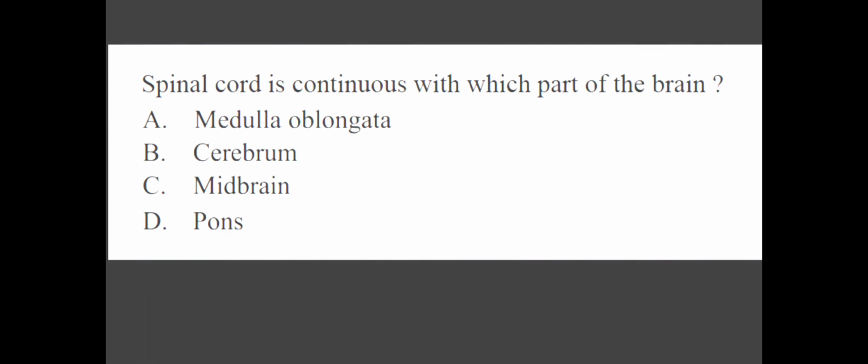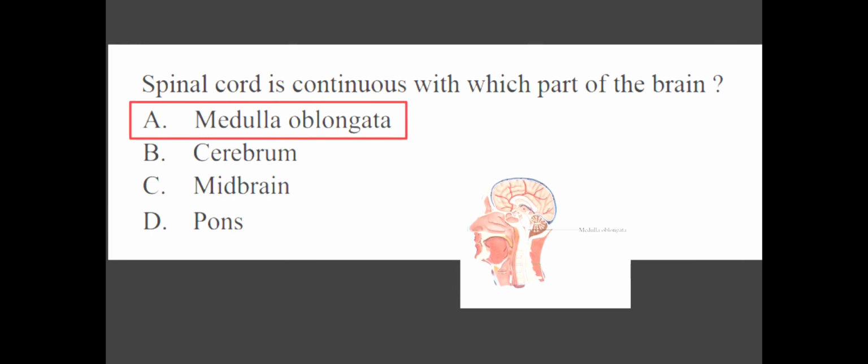Spinal cord is continuous with which part of the brain? A. Medulla oblongata, B. Cerebrum, C. Midbrain, D. Pons. And the correct answer is A. Medulla oblongata. The spinal cord is continuous with the medulla oblongata at the foramen magnum.